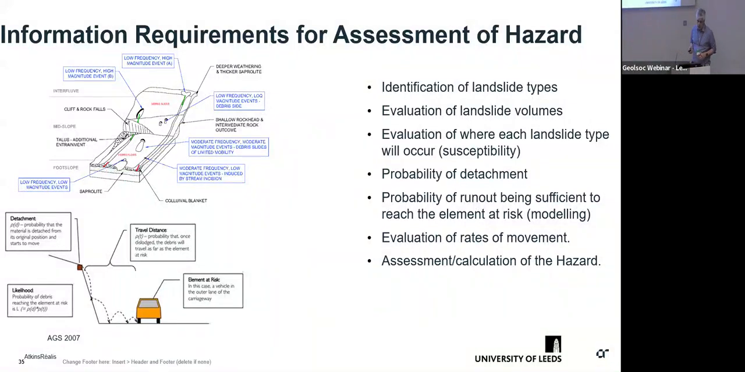In terms of information required for hazard assessment, the list is up there. The hazard assessment approach that we use within the guide is based on the Australian Geomechanics Society 2007 publication. And it is looking at the likelihood of detachment and the likelihood of travel distance to be able to get to your target.